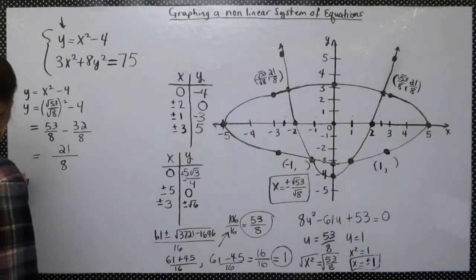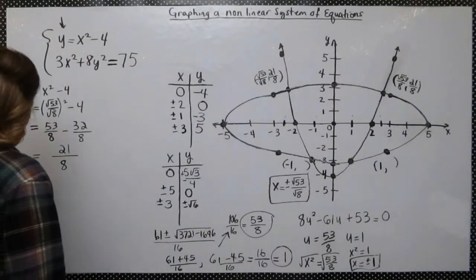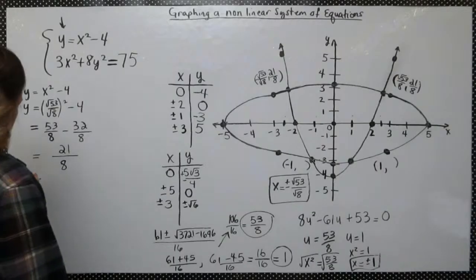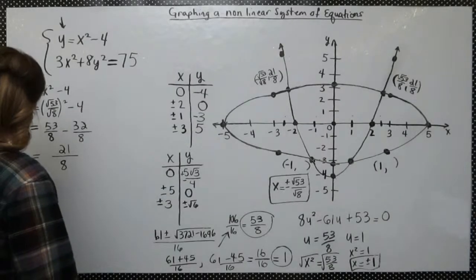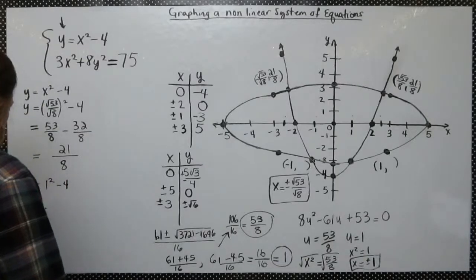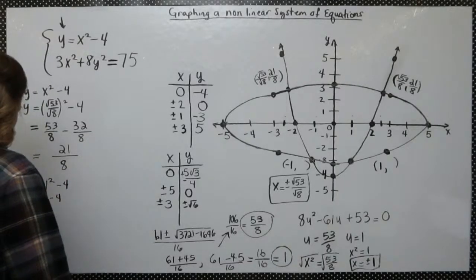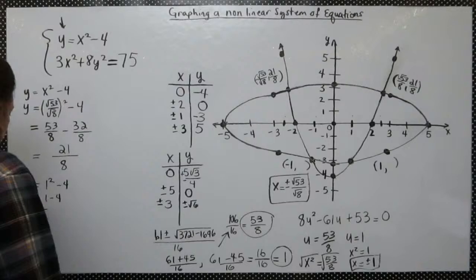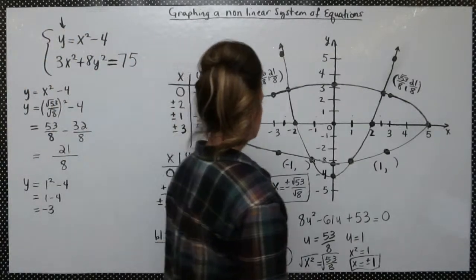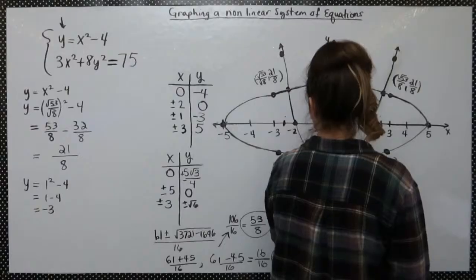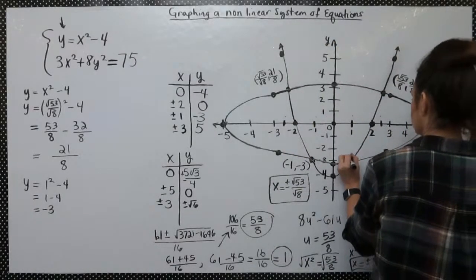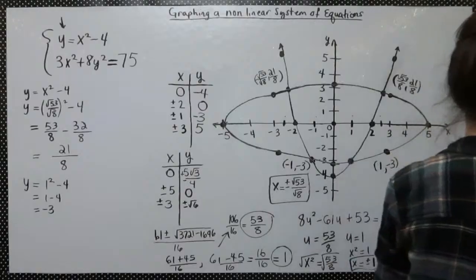And then one more time, y equals x squared minus 4 when x is 1. We got 1 squared minus 4. So that should be 1 minus 4. So that's going to put me at -3. So we should be right here at -3 in both places because of that symmetry. Perfect.